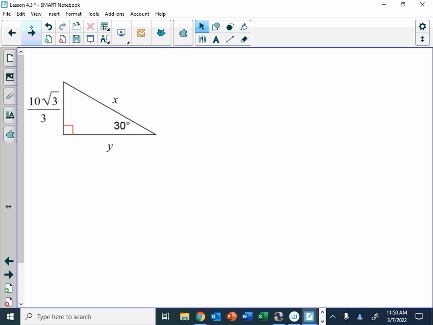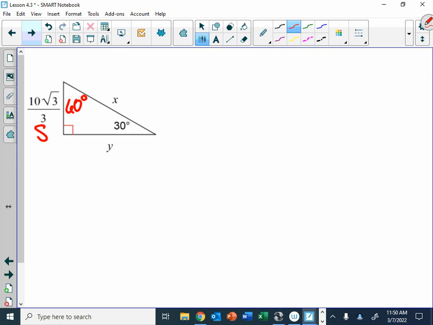So this is a 30, 60, 90, right? Obviously that means this angle has got to be 60. You can write that in if you need to, you don't have to. I'm given that this side is 10 times the square root of 3 over 3. Is that a leg or a hypotenuse? Leg. Is it going to be S or S square root of 3? Look at the picture if you're not sure. What angle is it across from? 30. So it's S. It's across from the 30-degree angle.